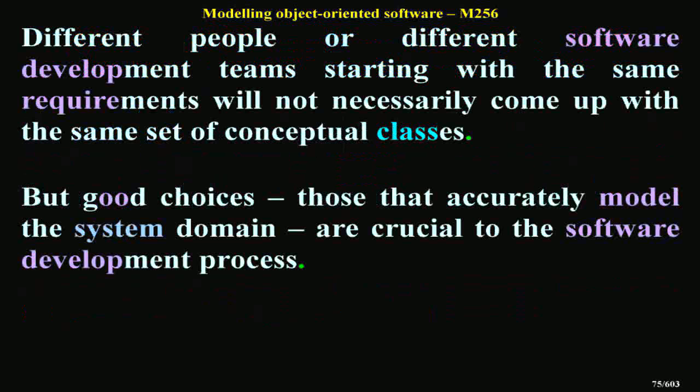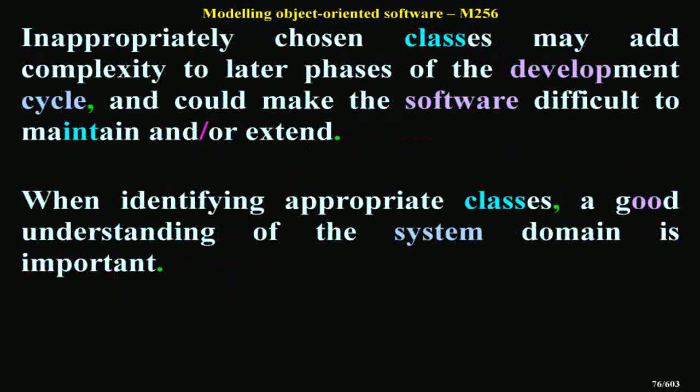Different people or different software development teams starting with the same requirements will not necessarily come up with the same set of conceptual classes. But good choices, those that accurately model the system domain, are crucial to the software development process. Inappropriately chosen classes may add complexity to later phases of the development cycle, and could make the software difficult to maintain or extend. When identifying appropriate classes, a good understanding of the system domain is important.